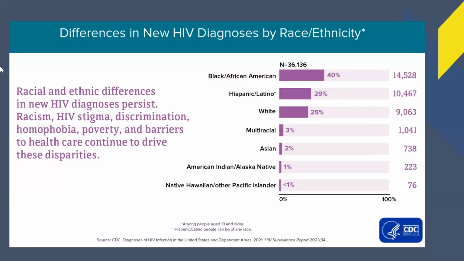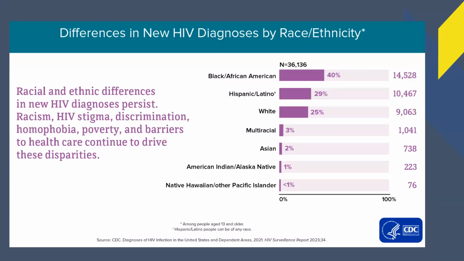And now let's take a look at differences in new HIV diagnosis by race and ethnicity. Racial and ethnic differences in HIV diagnosis persist. They have since HIV was first detected and monitored. Racism, HIV stigma, discrimination, certainly homophobia, I'd say transphobia, biphobia, poverty, and other structural barriers, such as lack of access to information, continue to drive these health disparities.